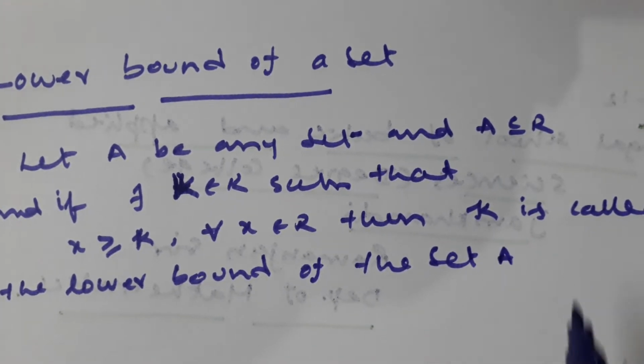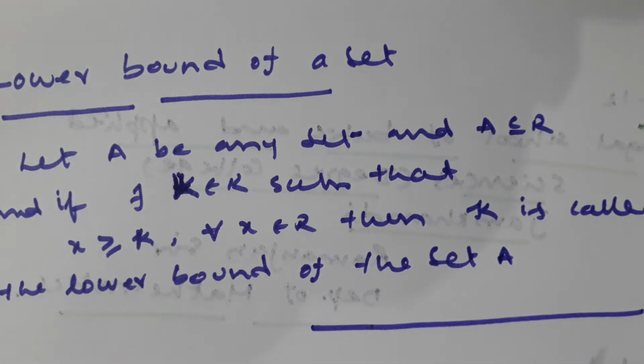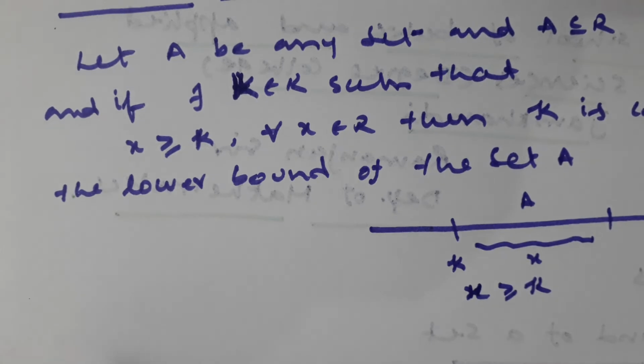Suppose even on the real number line, this is the set A and this is small k. All the elements of the set A, suppose x belongs to A, then x must be greater than or equal to small k. Then small k is the lower bound of the set A. So finally, the bounded set. Third point. Bounded set.